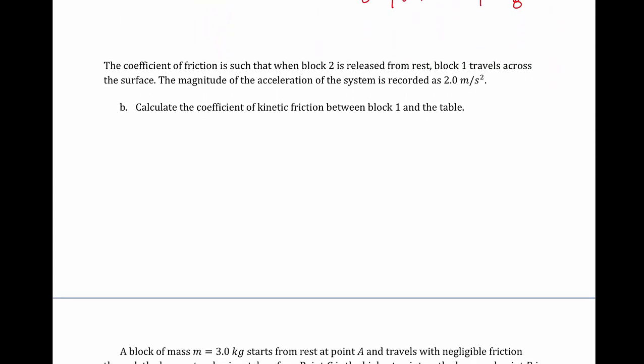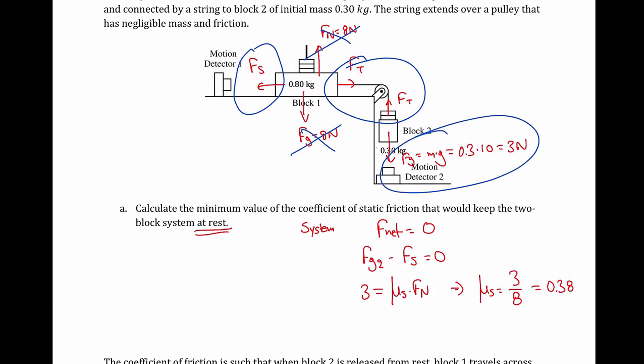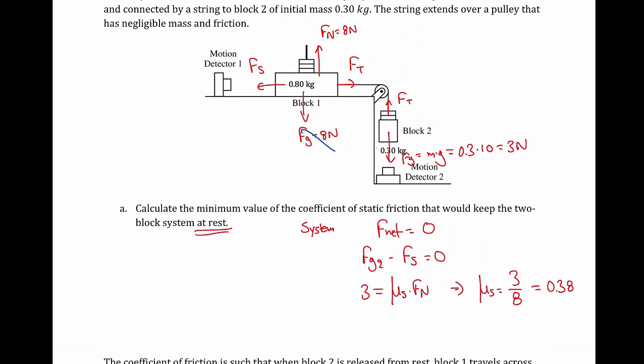For part B, the coefficient of friction is such that the object is released from rest, and the other object is starting to travel across the surface. So basically both objects will start traveling with the acceleration equal to 2. And we need to figure out what is the coefficient of kinetic friction. Now we have something similar here. It's just that the friction now becomes kinetic friction, and we need to figure out what is the coefficient of kinetic friction. So we need to find the mu k.